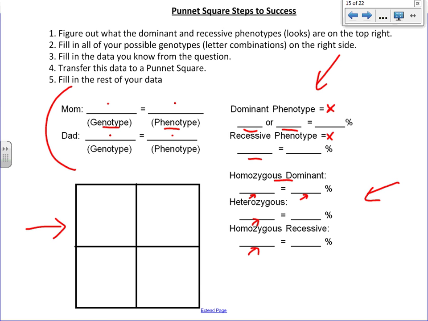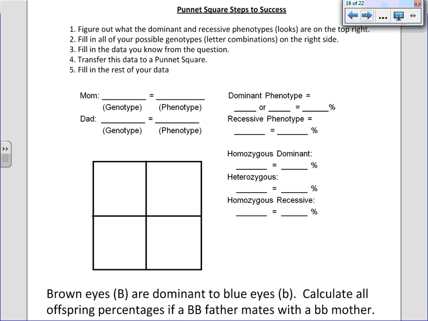So I think the easiest way to learn how to do it is to put it into action, though. So let's take a look at a potential genetics problem. Now, this problem can be found in the bottom of your Punnet Squares Steps to Success paper. It's the example problem. The example problem reads, brown eyes, big B. Now remember, we're using single letters here, and brown eyes get the big B because it's the dominant trait. So brown eyes, big B, are dominant to blue eyes, little b. Calculate all offspring percentages if a big B father mates with a little b mother.